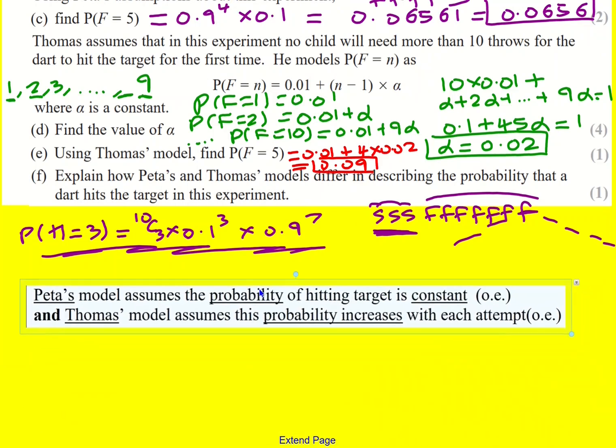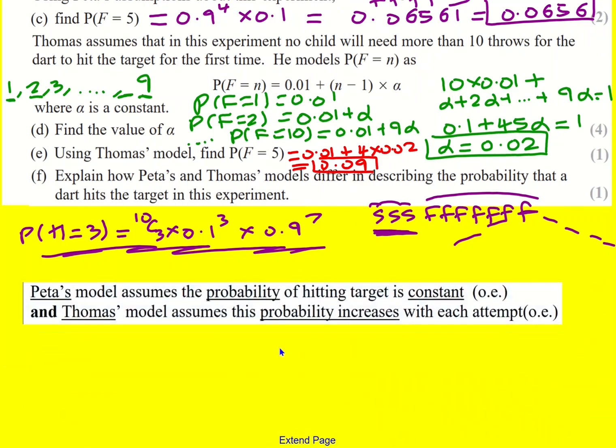So the mark scheme basically says this. Peter's model assumes the probability of hitting the target is constant. Thomas's model assumes the probability increases with each attempt.